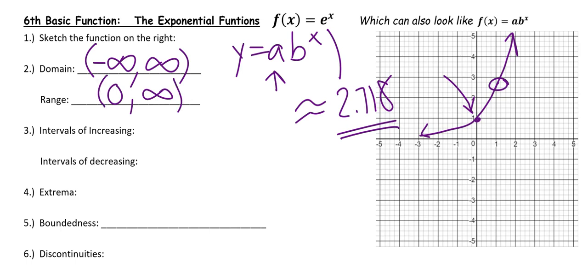Open, closed? Gotta be both open. How do I know the left side has to be open? It can't touch the asymptote, right? The horizontal asymptote. Excellent. All of it's increasing. Decreasing, none.